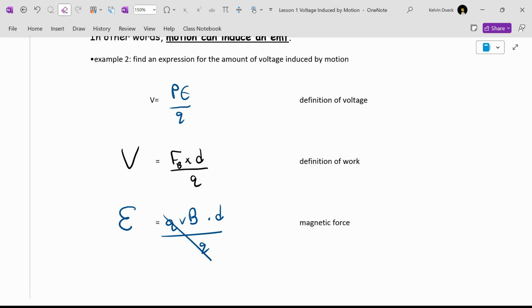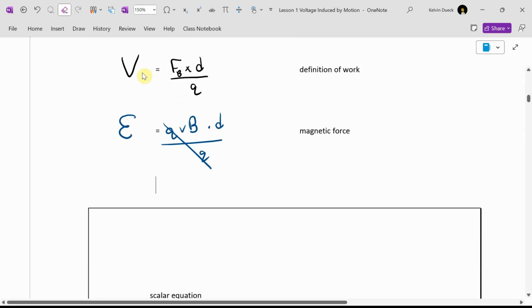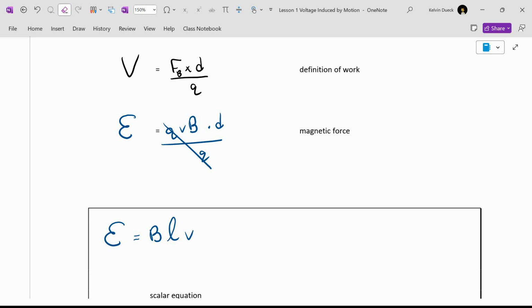This is the equation to calculate how much voltage we get. Although we typically write it this way, induced EMF is equal to B, D is the length of the wire, and V is how fast the wire is moving through the magnetic field. But again, they all need to be perpendicular to each other for the right-hand rule to have its biggest effect.